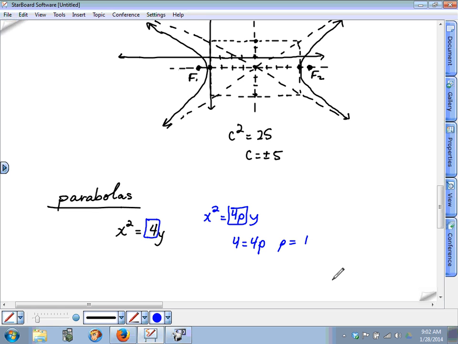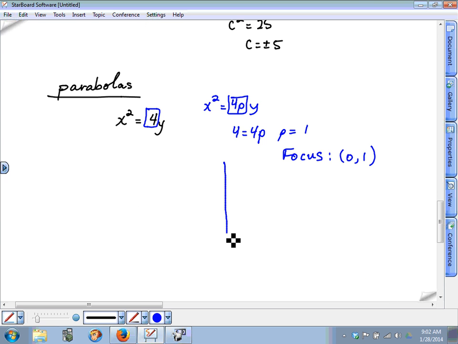The focus. Remember, if there isn't any shifts, the vertex is at the origin. So this is the focus. The focus is 0, 1, because that places it on the y-axis. And then the directrix is the equation y equals -1. That's a horizontal line. So the focus is here at 0, 1. The vertex is 0, 0. And the directrix is this horizontal line.